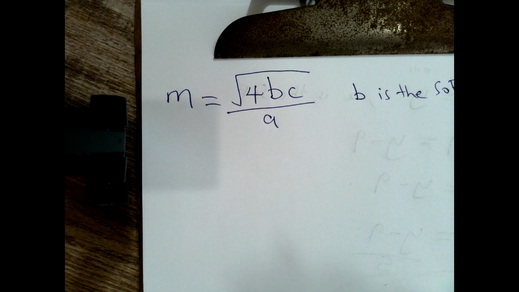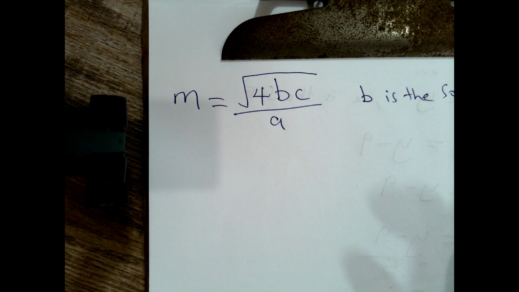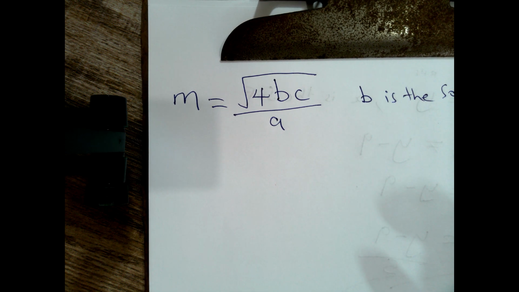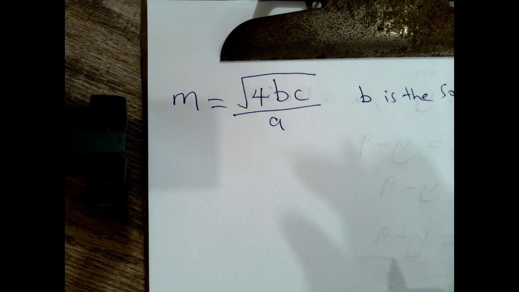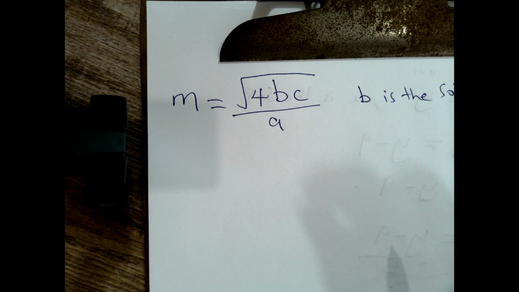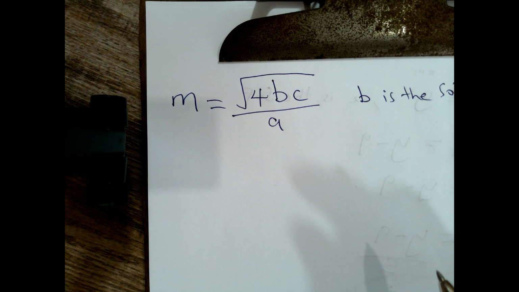So we want to actually work out a more complicated question. So if you're ready, let's go ahead. Okay, so this is a more complicated one. M equals 4bc square root all over a. And b is the subject of the formula. So which means b has to end up as the only variable on the left hand side.